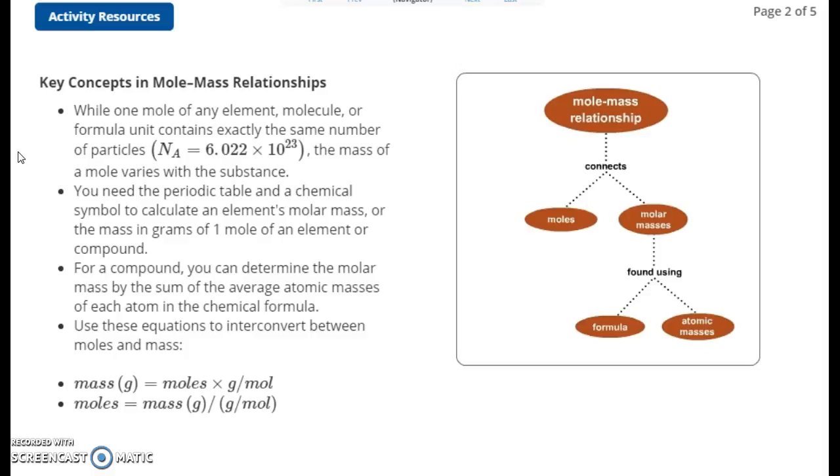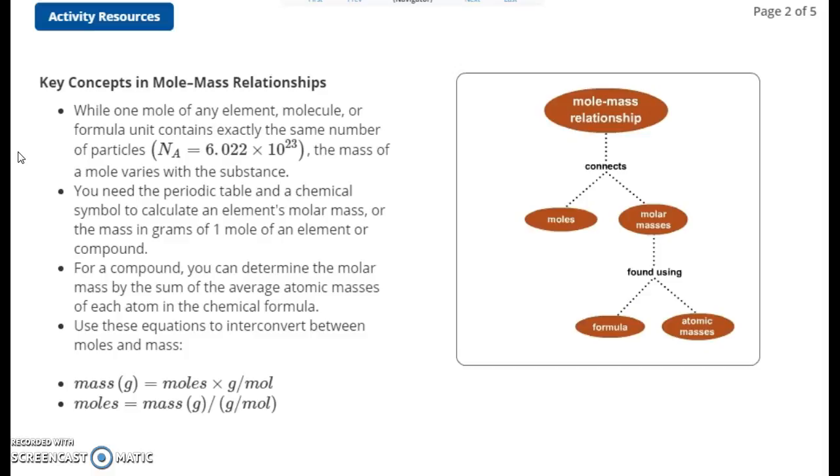Just like if you had a dozen eggs and a dozen feathers, you have 12 feathers, you have 12 eggs, but obviously the eggs weigh a lot more. So just like mole, you have 6.022 times 10 to the 23rd of anything, but the mass is going to differ depending on what substance you're talking about.